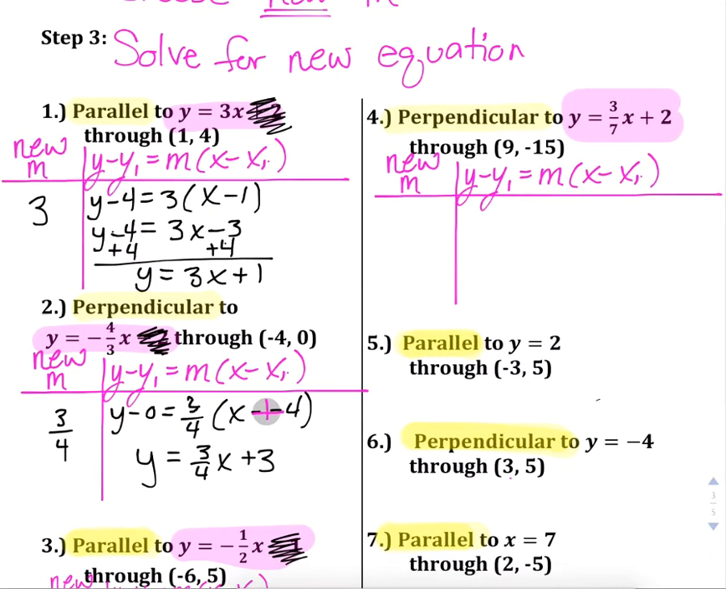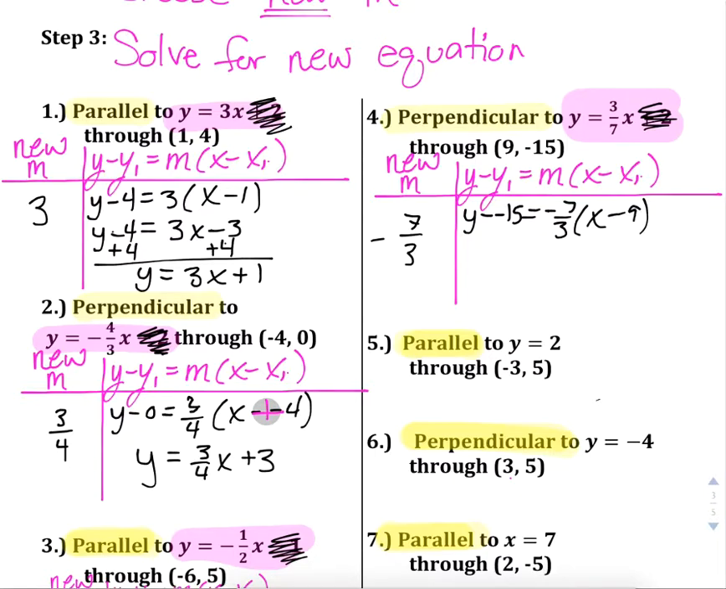Last one that has work. So problem 4, I want to be perpendicular to 3 over 7x plus 2. I don't need the 2, I just need the 3 over 7. If I want to be perpendicular, I need to flip the fraction and change it to a negative. I'm going to use 9 and negative 15 to plug in my point. So y minus negative 15 equals a negative 7 over 3, x minus 9.